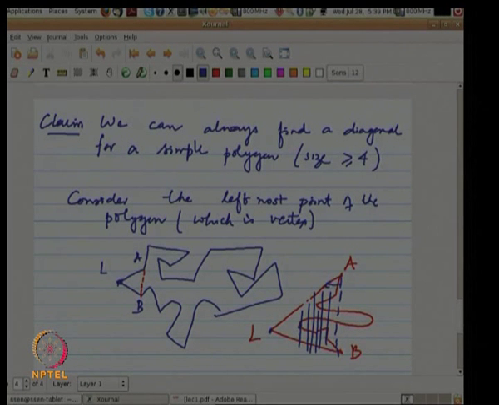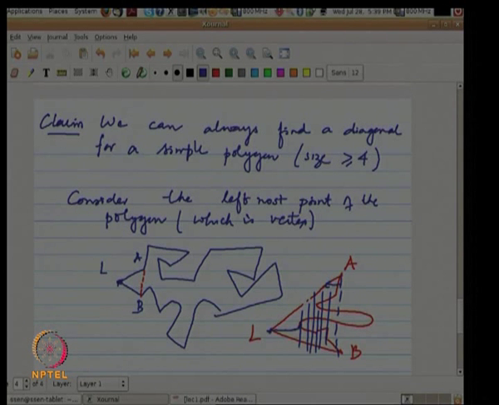So, if this is a vertex, then this must be completely inside the polygon. So, this must be a diagonal. This tells us that for a simple polygon, we can always find a diagonal, and hence we can always triangulate a simple polygon.